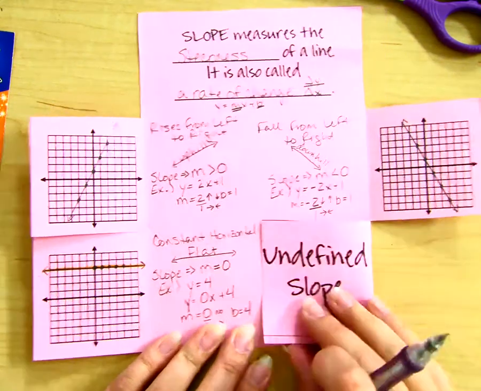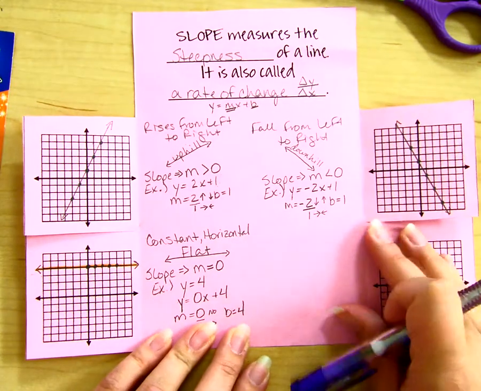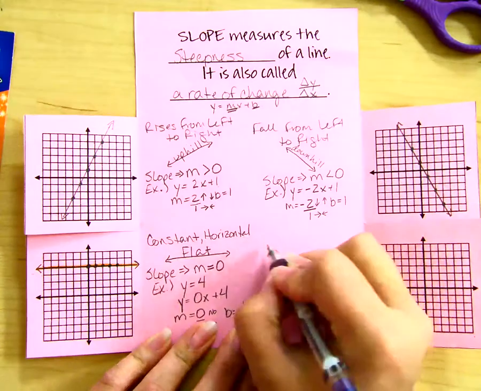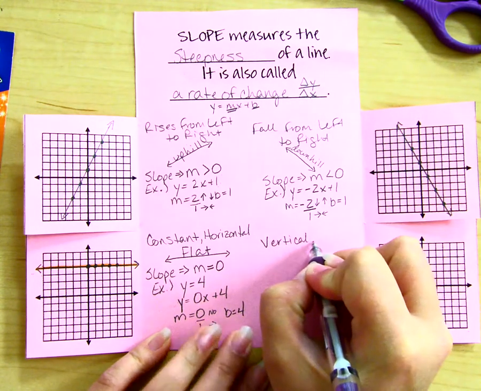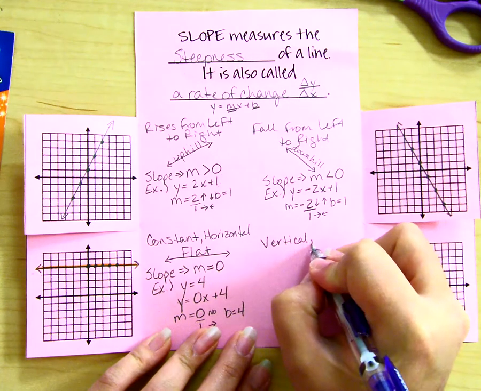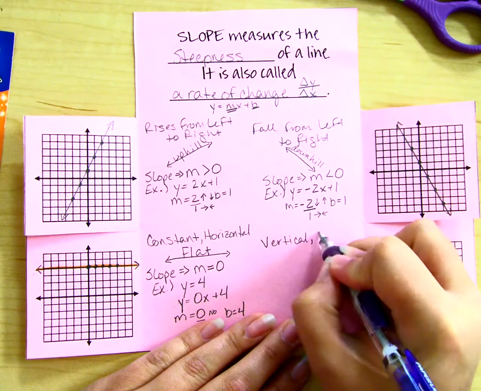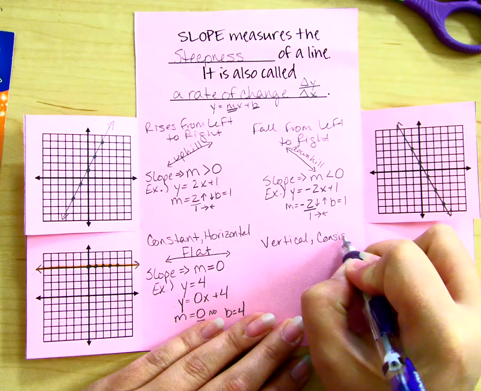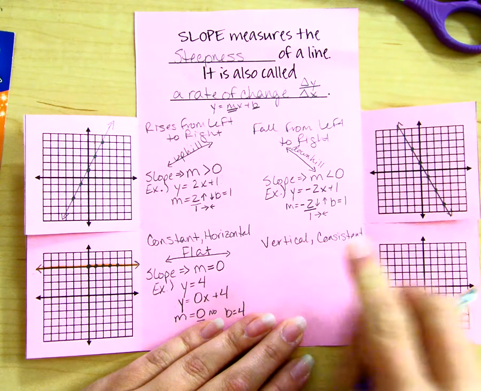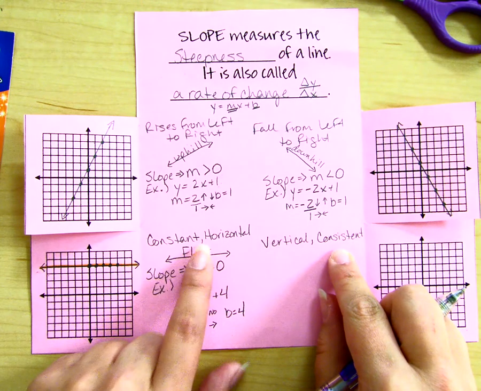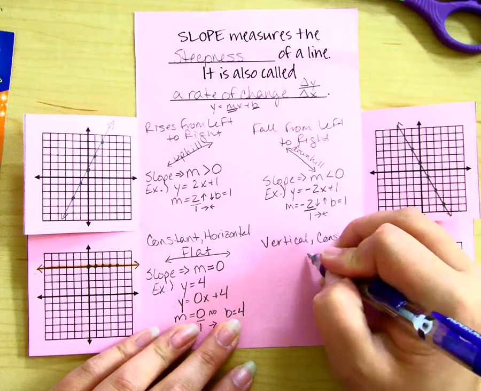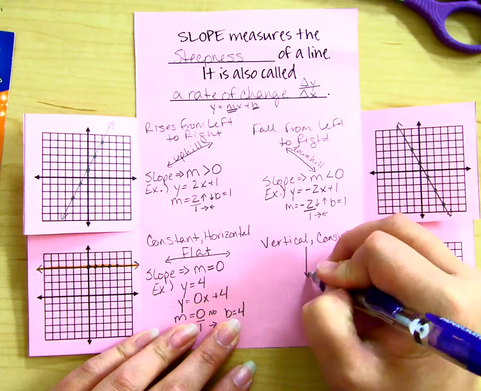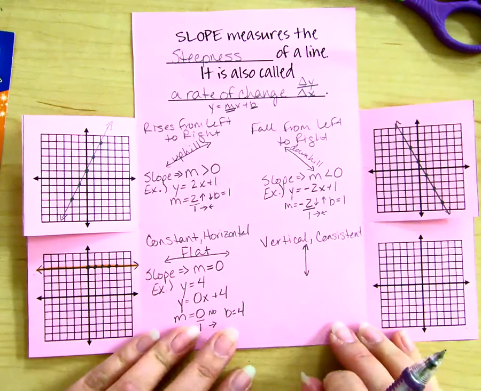Now, the last one we're going to talk about is that undefined slope. This is a vertical line. And one of my kids in my last class said that this we can call consistent. We didn't want to call it a constant so that we didn't confuse it with the horizontal slope, but it is still consistent. It's still a single value. In this case, your line will look like this, up and down. It's a vertical line.